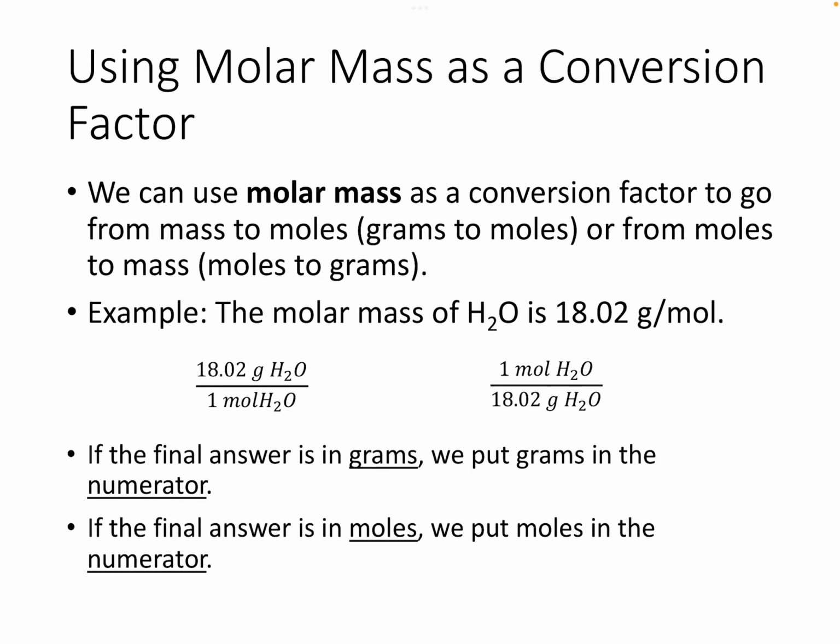All right, so again, we can use molar mass as a conversion factor. And let's look at the specific example of water, H2O. So the molar mass of water is 18.02 grams per mole. And if you want to verify that, you can always look up the mass of hydrogen and the mass of oxygen and add all of those together.